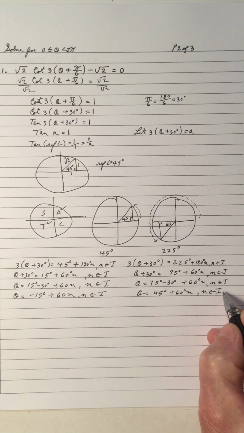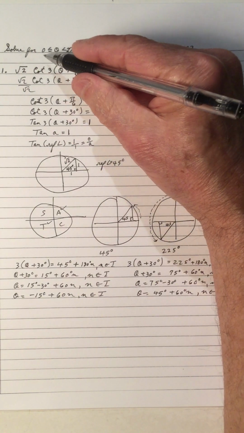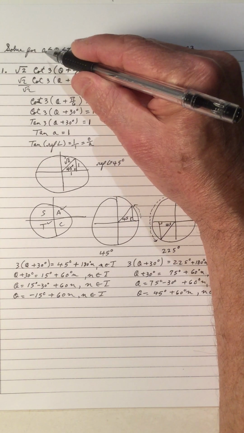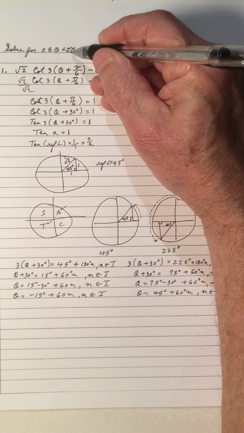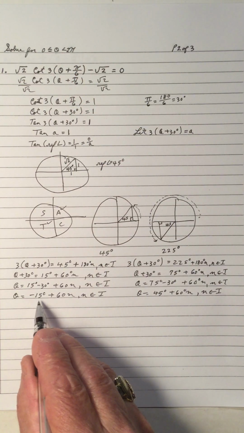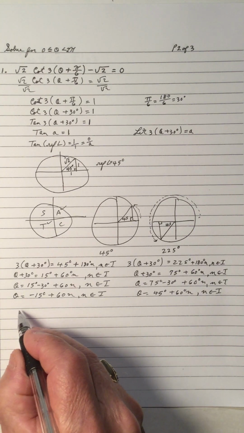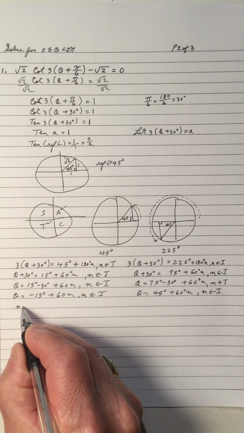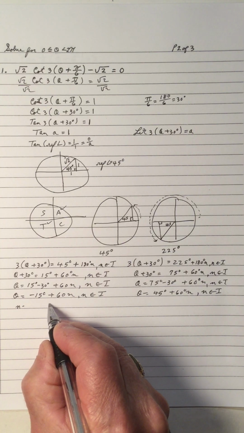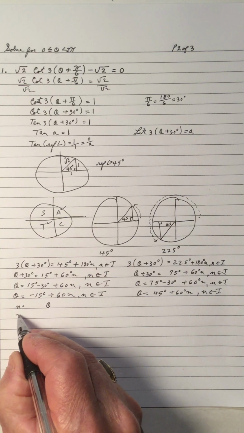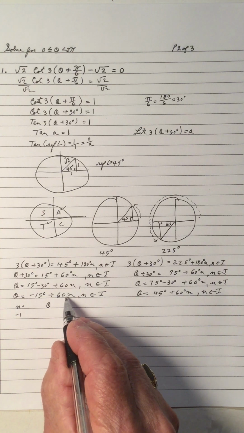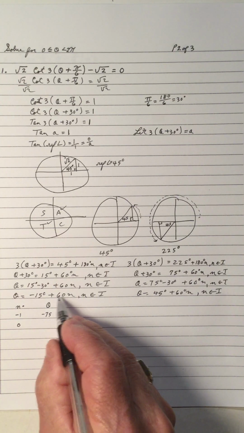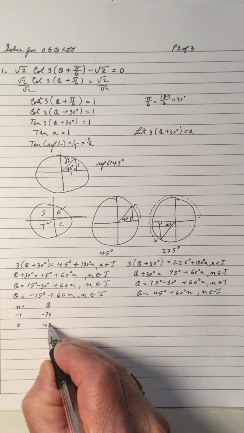Now this is all of them, but we only want the ones between 0 and 2 pi. 2 pi is 2 times 180, so I want the angles between 0 and 360. Let's do n and theta. If I put a negative 1 in here, I get negative 60, and negative 15 gives negative 75. If I put 0 in, I get 60, and minus 15 is 45.